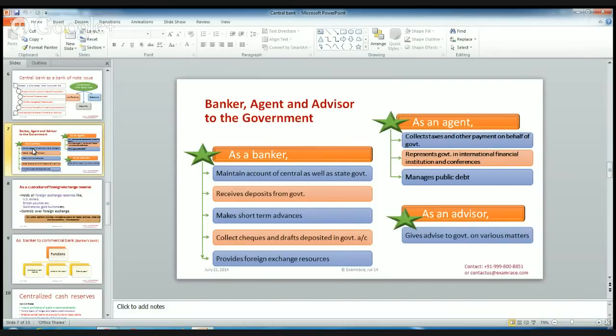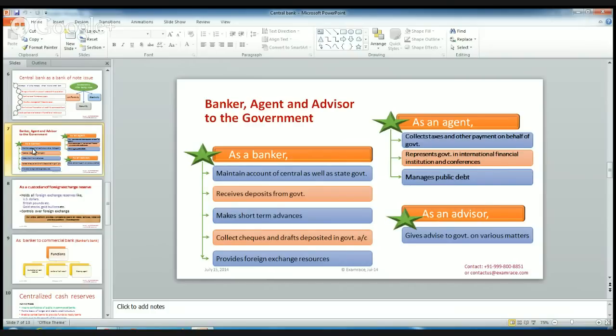How is it performing as an agent to the government? It performs the function of an agent in a way that the central bank collects taxes and other payments on behalf of the government. It manages the public debt of the government. It represents the government in international financial institutions and conferences. This way, it is an agent of the government.